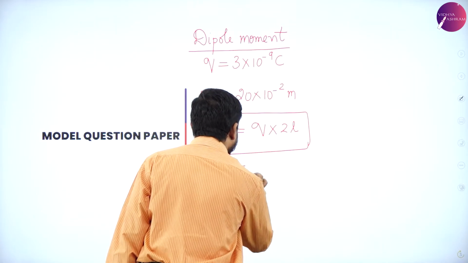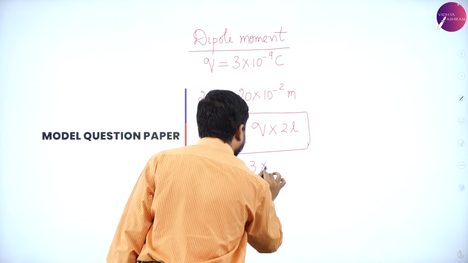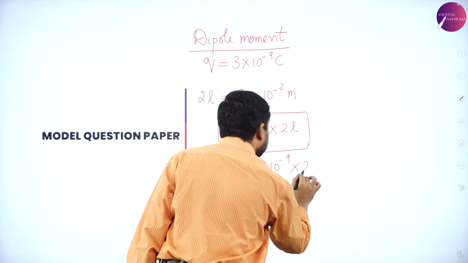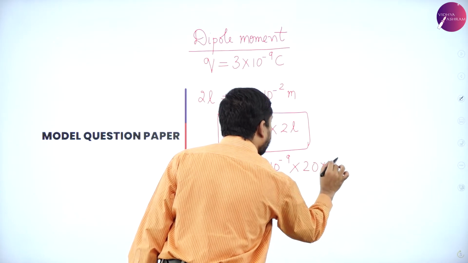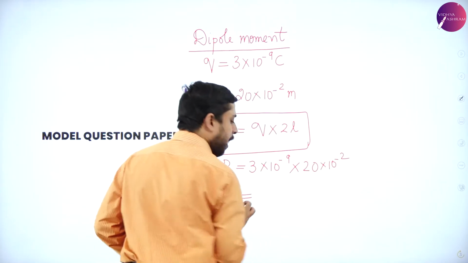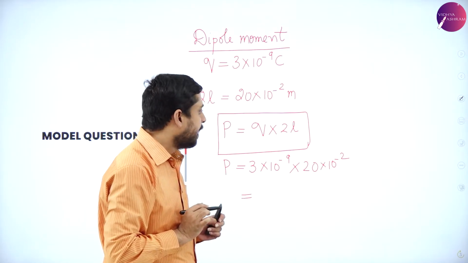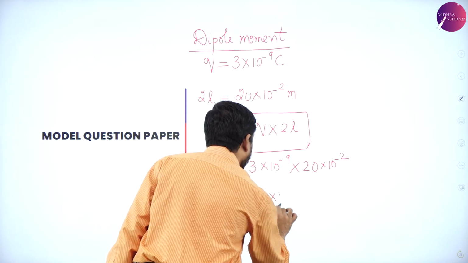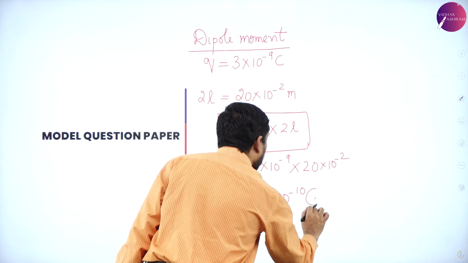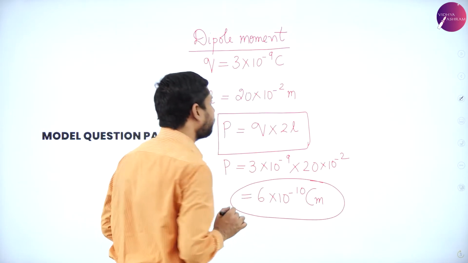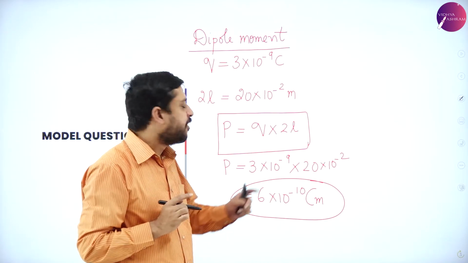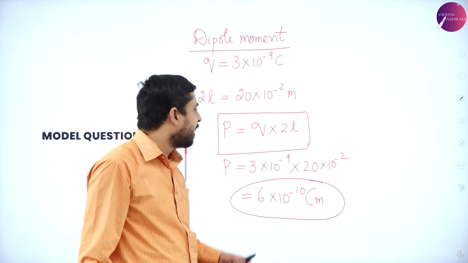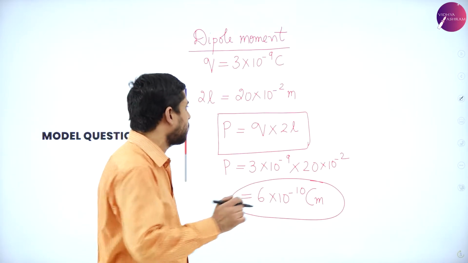Or P equals 3 into 10 power minus 9 into 2L, which is 20 into 10 power minus 2, and on simplification, this turns out to be 6 into 10 power minus 10 coulomb meter. See, if you just know this expression, substituting is so easy and you arrive at 2 marks.